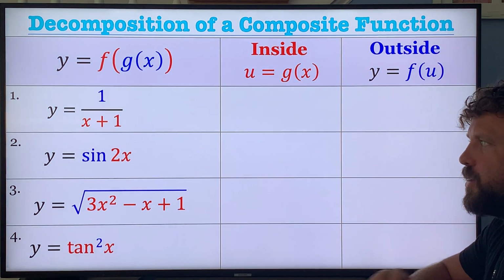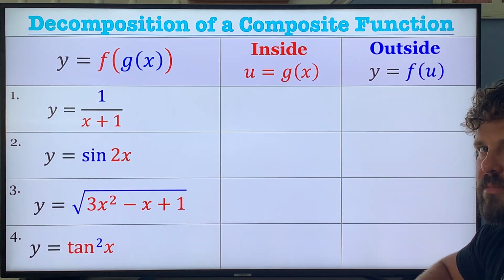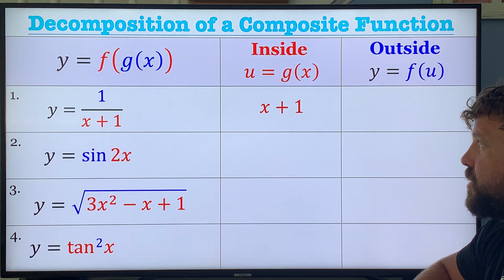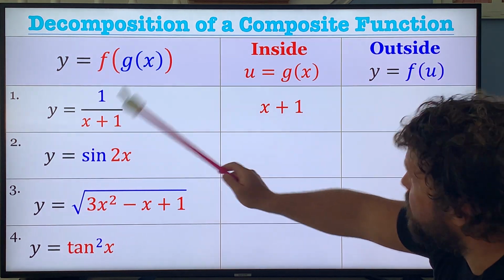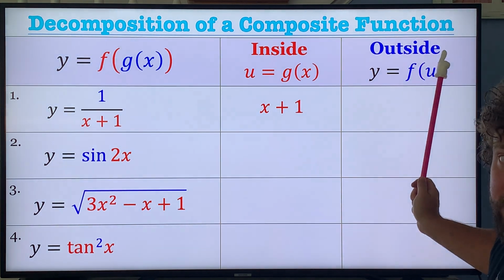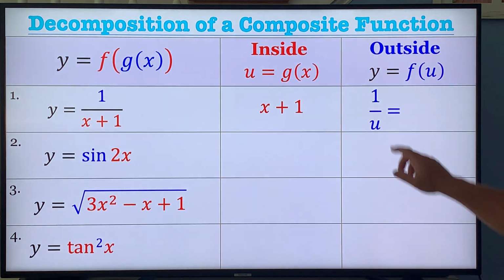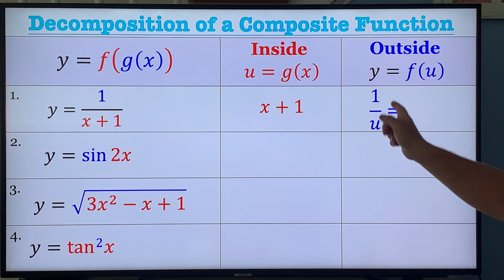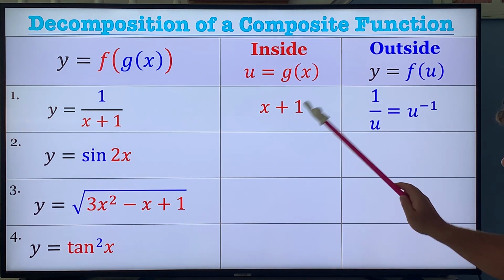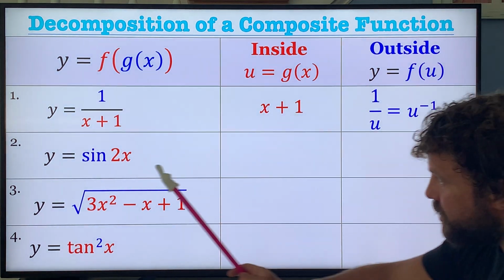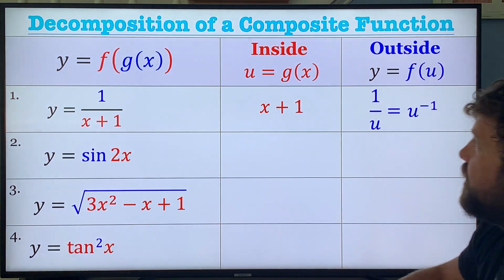All right, so what is my inside function here? X plus 1. Now, if x plus 1 was my inside function and I change this to a u, my outside function in terms of u would be 1 over u, or u to the negative 1. See that? So we take the inside function, whatever it is, and we're just going to replace it with the u. So let's look here. What is my inside function?